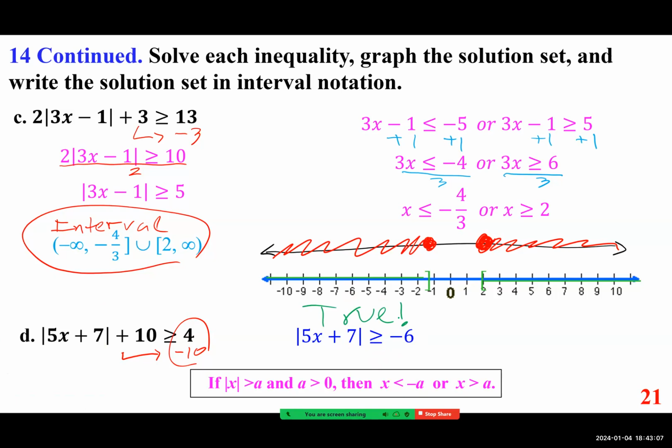So what's the answer? All real numbers. You can write R, all real numbers, or negative infinity to positive infinity. This is the interval notation. If you were to graph this, you would simply shade the entire number line.